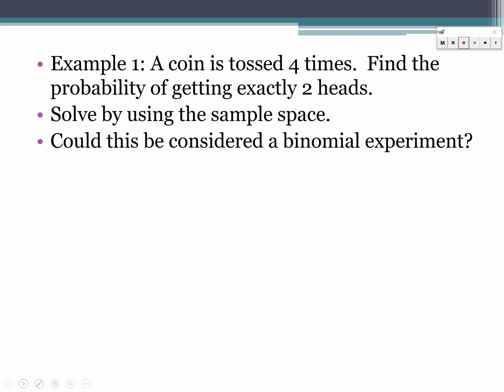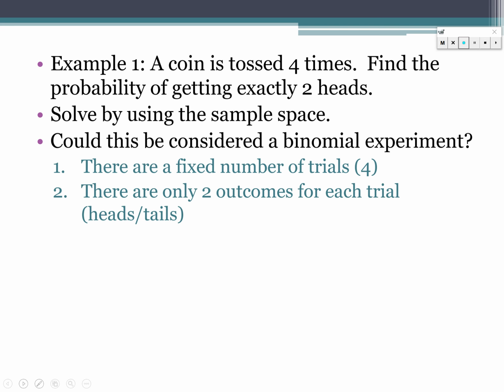Other option, what we could think about is, could this be considered a binomial experiment? So let's think about our checklist. Condition number 1. Is there a fixed number of trials? Yeah, there's 4. We're going to flip this coin 4 times. So fixed number of trials, check. Condition number 2. Are there only 2 outcomes for each trial? Yes. There's heads or there's tails.